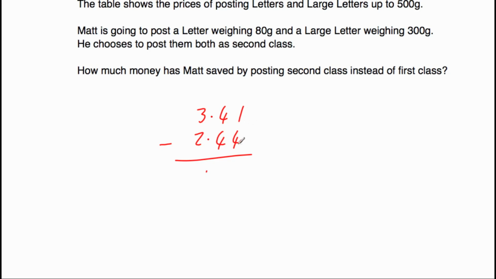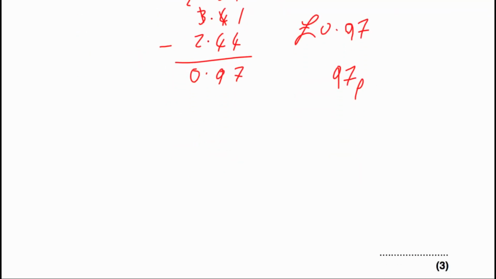So 1 take away 4 we can't do, so let's borrow. So that's a 3 and that's an 11. 11 take away 4 is equal to 7. 3 take away 4 we can't do, so we need to borrow again, so let's call that a 2 and that a 13. 13 take away 4 is equal to 9, and 2 take away 2 is equal to 0. So he has saved 97p, or £0.97, either one of those answers. So that's it. So how much money has Matt saved by posting them using second class rather than first class? 97p, or £0.97.